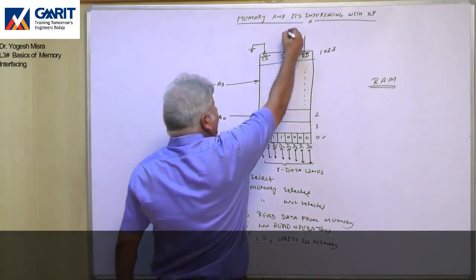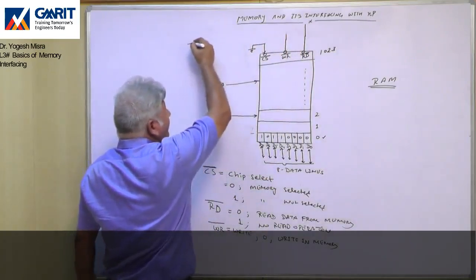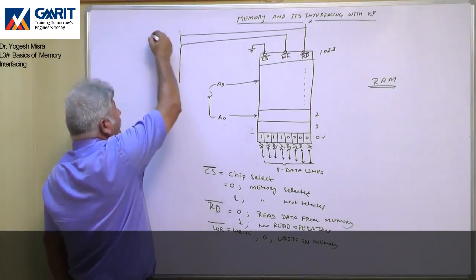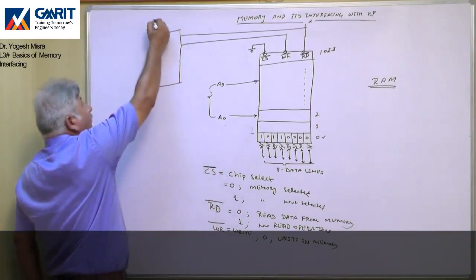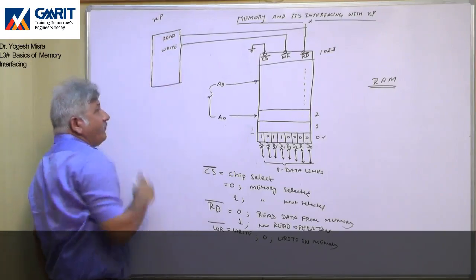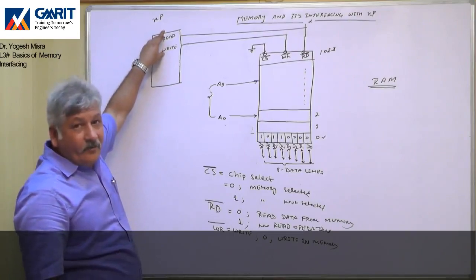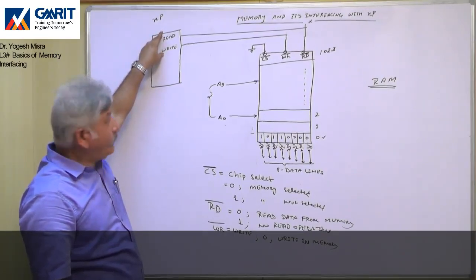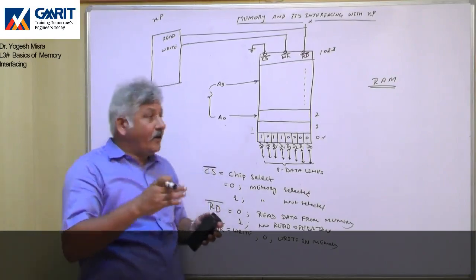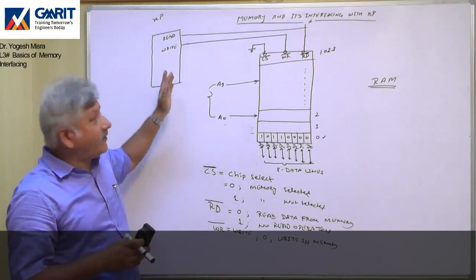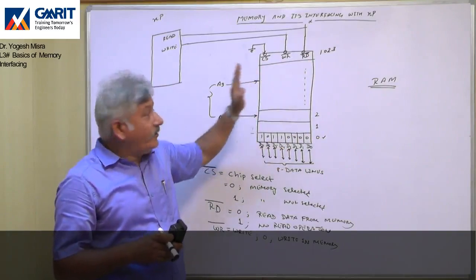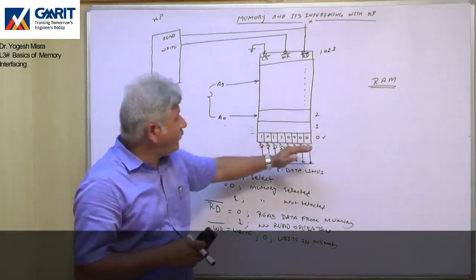Right? And these write and read lines have to be connected with your processor. This is your microprocessor. So this is write and this is read. These read and write signals will be generated by the timing and control unit of the microprocessor. As I told you, the timing and control unit will generate a few signals which are required by the processor to perform certain operations. So now this processor will generate the read signal to perform a read operation from this memory, and the write signal to perform a write operation in this memory.